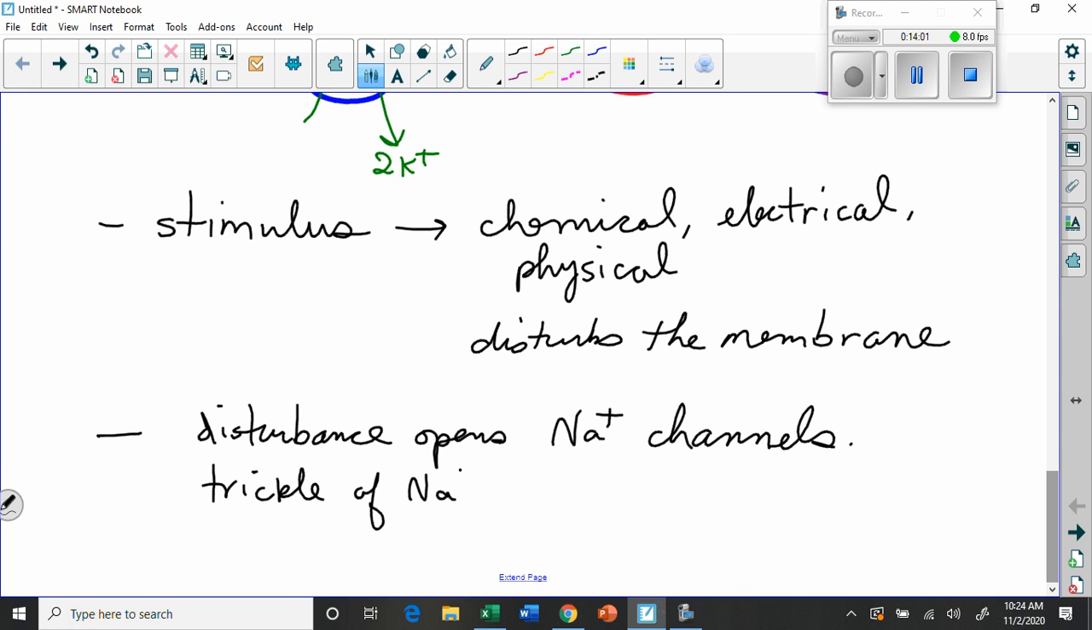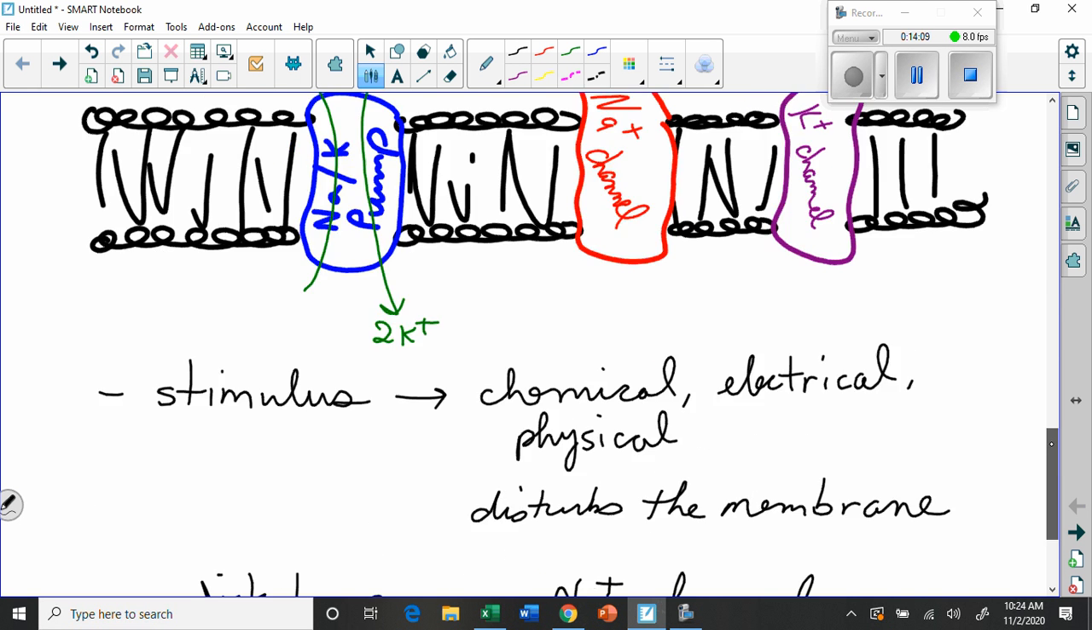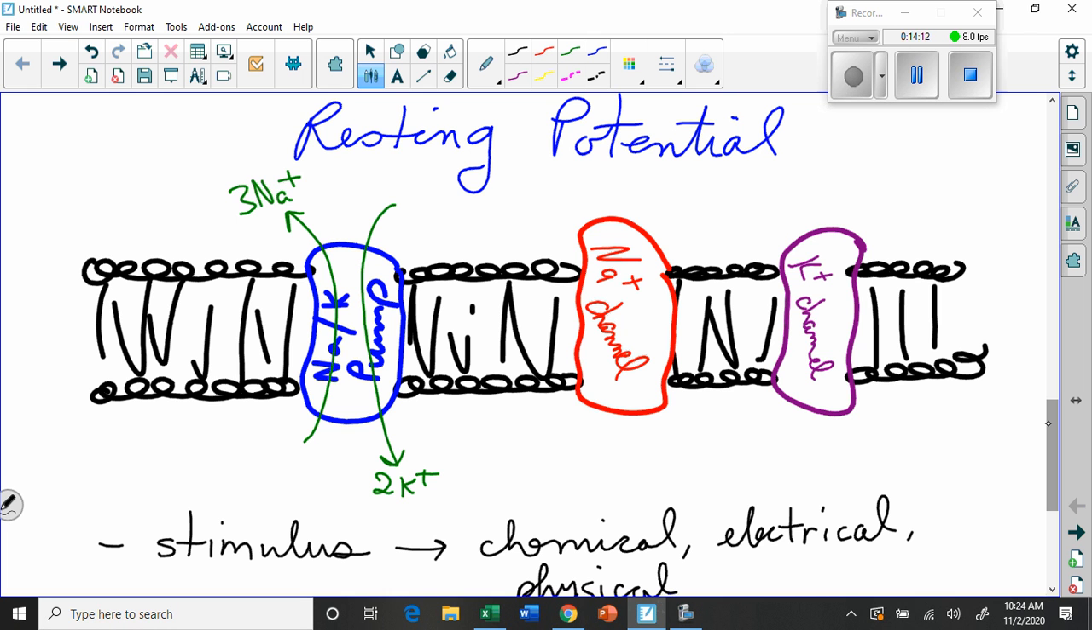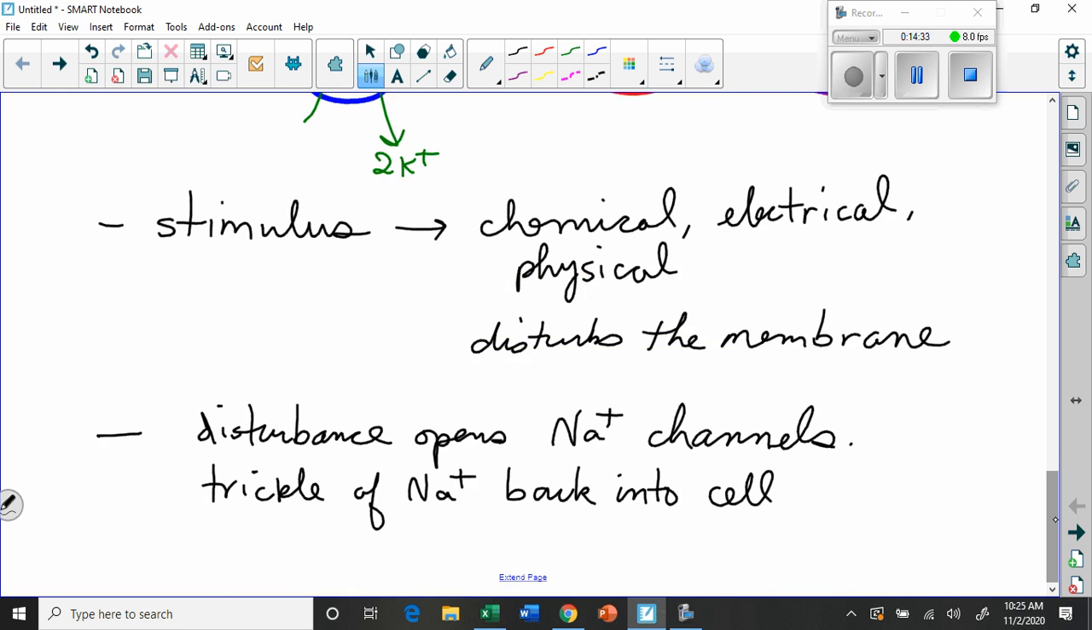A trickle of sodium ions back into the cell. So go back to the picture, right? And what will happen is sodium that's been pumped up to the top area will begin to trickle down through the sodium channel back into the cell. Now, because the activation gates and inactivation gates open at different rates, at first it would be a slow trickle, but it would slowly build up. And as it builds up, that causes the cell potential, the gradient, to slowly drop.